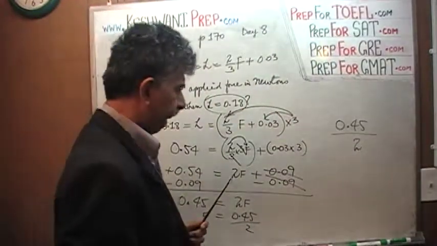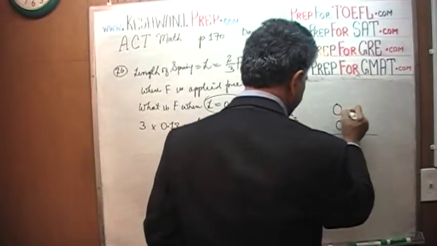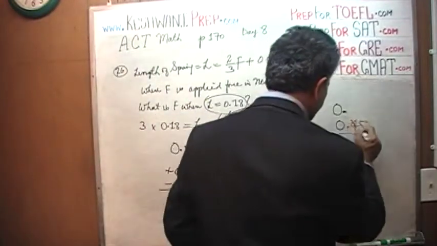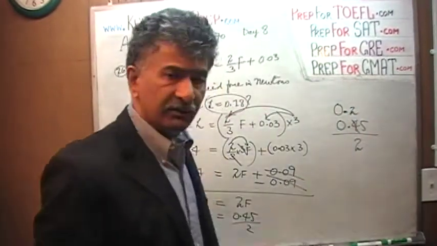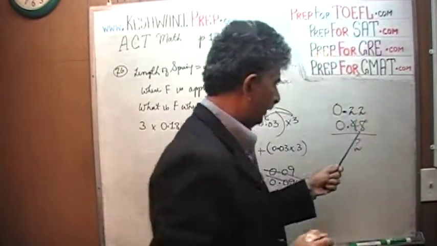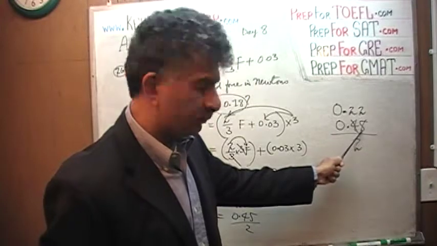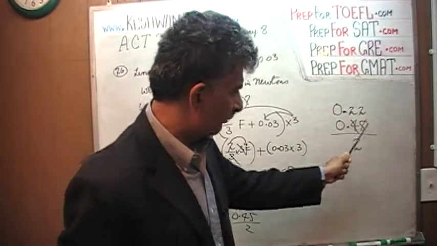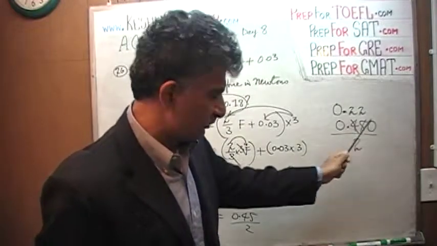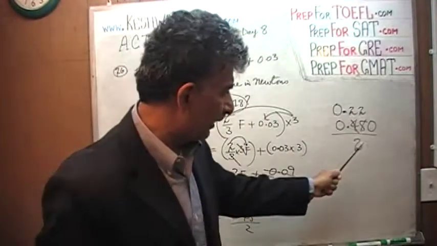0.45 over 2. So there is your 0 and a decimal. How many 2's in a 4? 4 has 2 2's. How many 2's in a 5? 5 also has 2 2's. And the remaining one from the 5 here goes and joins the 0 that is sitting here and becomes 10. And 10 divided by 2 would be 5.